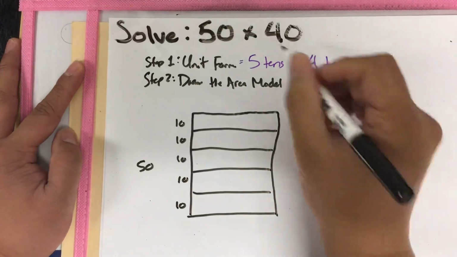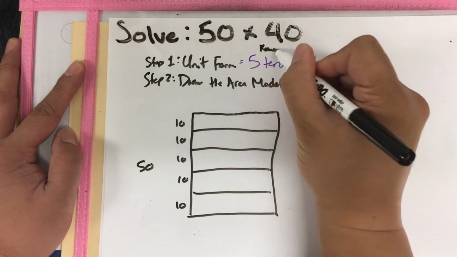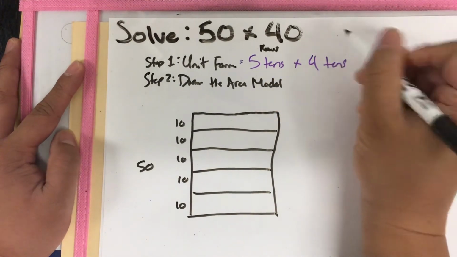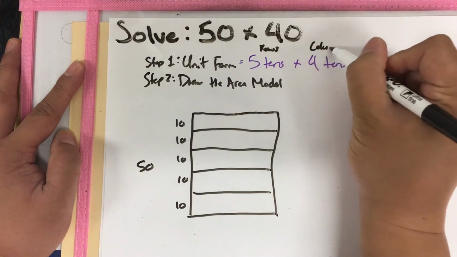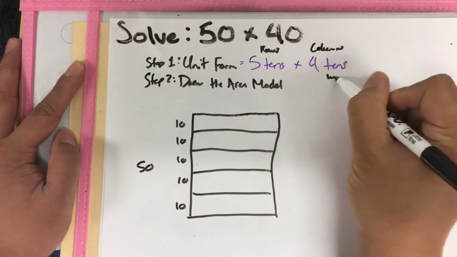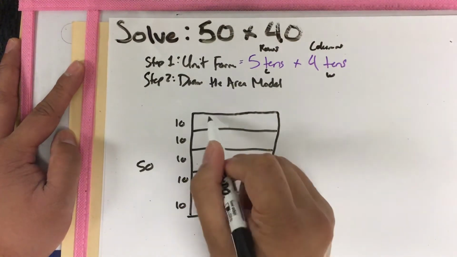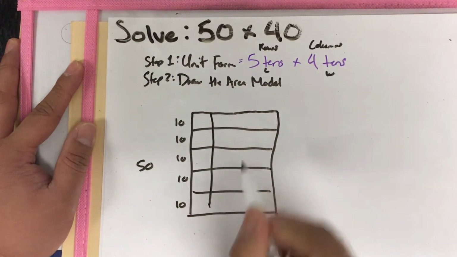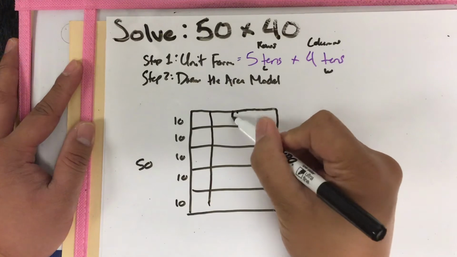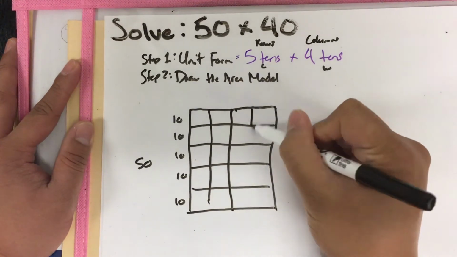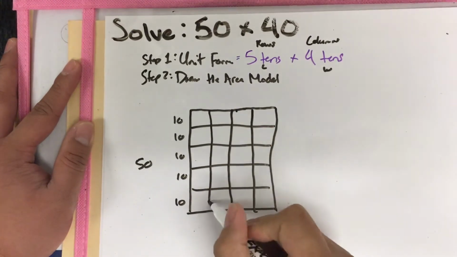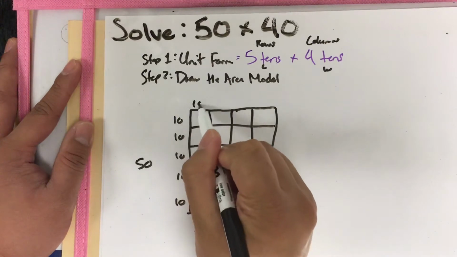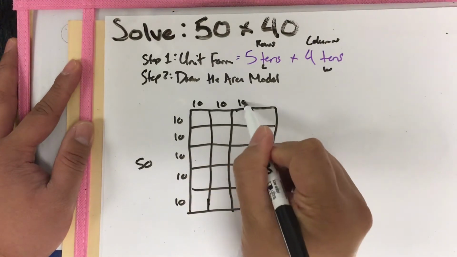Now I'll just write rows just to show. Now we have 4 tenths, which will be our columns, or our width. So across, we're going to make sure we have 4. 1, 2, 3, 4. And it doesn't have to be perfect as long as you label each one of these correctly, okay?